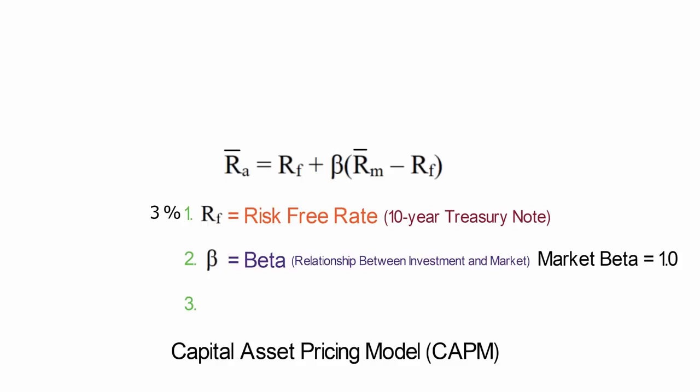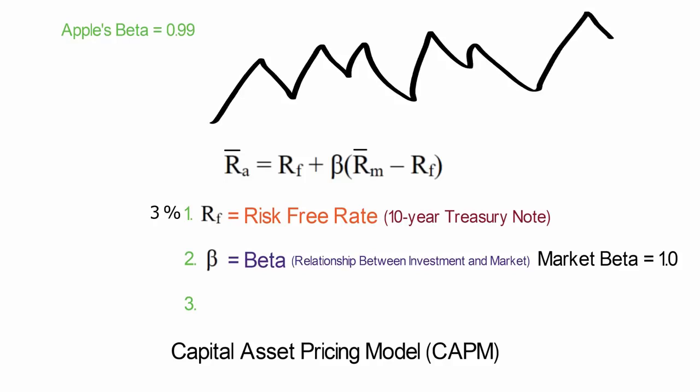So let's use Apple's stock so we can see an actual example. Apple's beta is 0.99. Now this is mighty close to 1. So what does this tell us? Well, it tells us that Apple's stock acts very similar to the market. So if the market's up 1%, well then Apple's stock will be up almost 1%. More exactly, it should be up about 0.99%. Same is true on the downside. The market goes down, Apple's stock will be down just short of 1%.